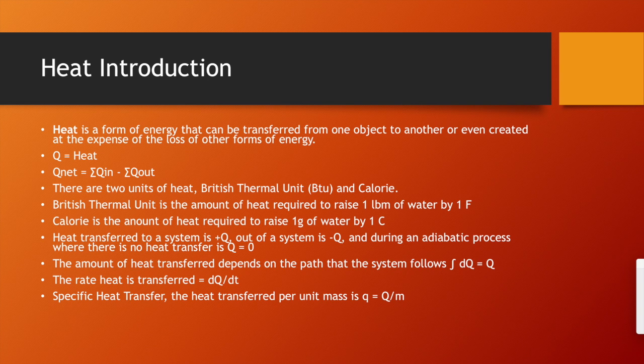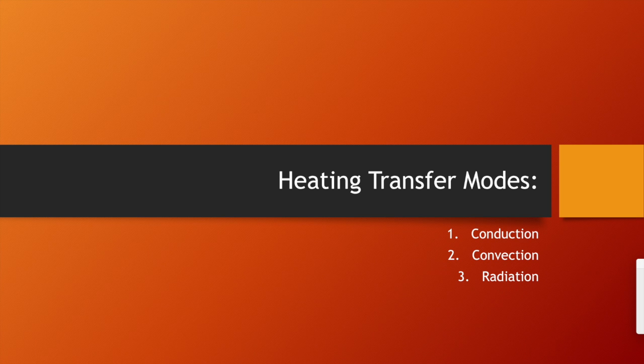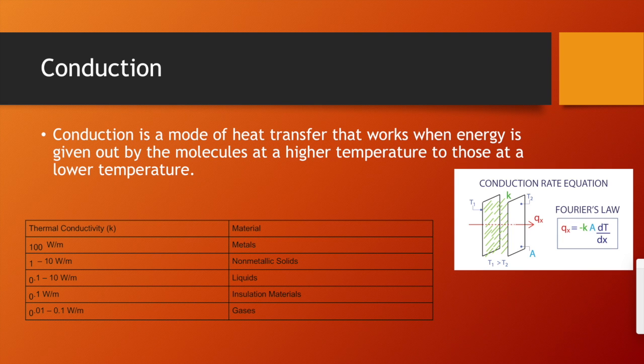The amount of heat transfer depends on the path that the system follows, which is the integral of dQ equals Q, and the rate of heat transferred is the integral of dQ over dt, and the specific heat transfer is equal to heat over mass. So there are three heat transfer modes.